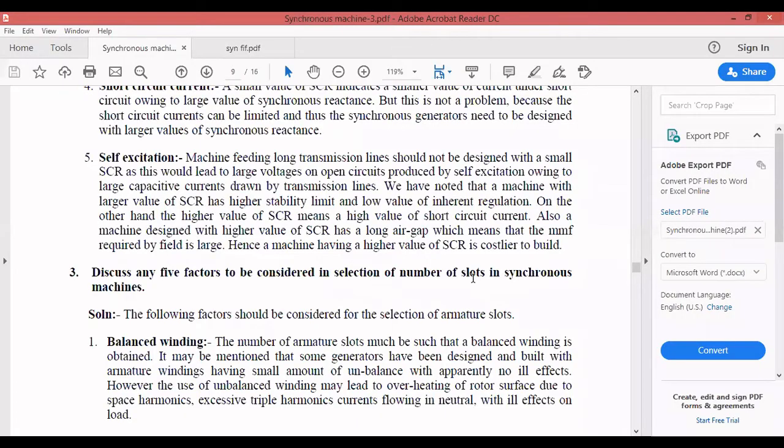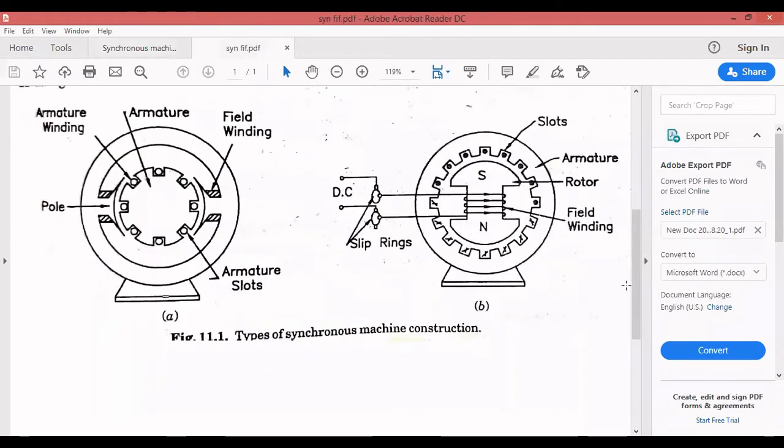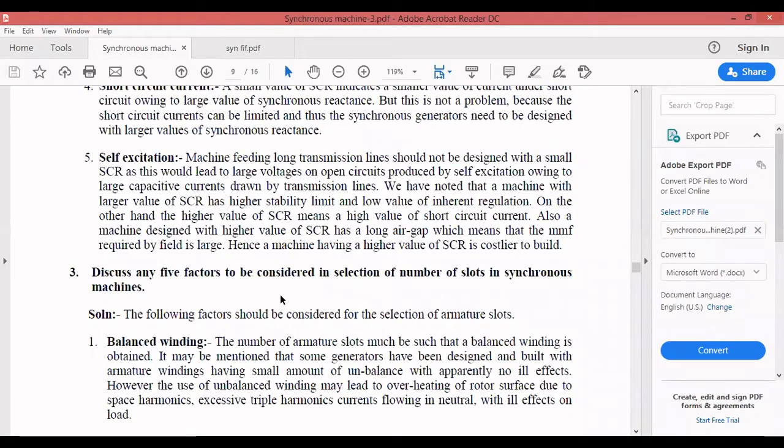Five factors to be considered in selection of number of slots in the synchronous machine. Okay, this question directly corresponds to the second type of figure. It means the number of slots in the synchronous machine.